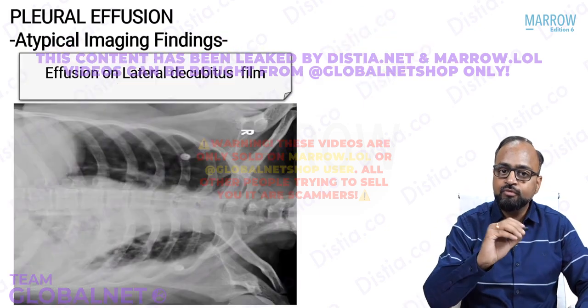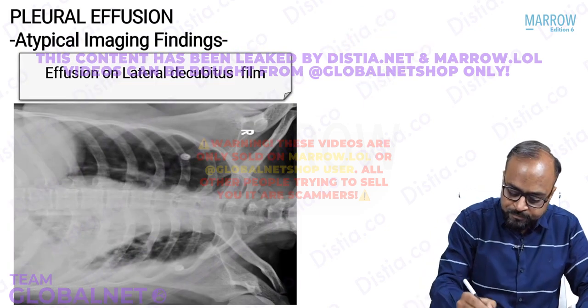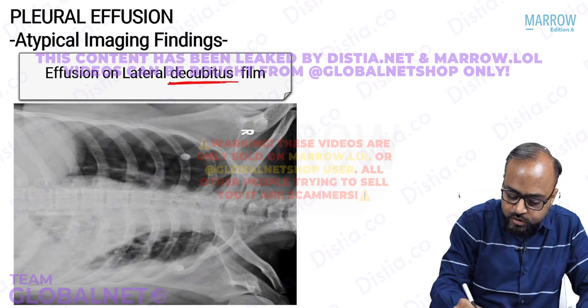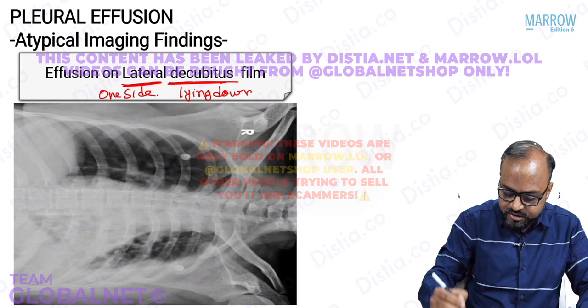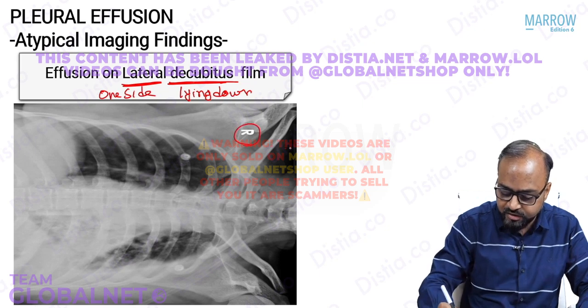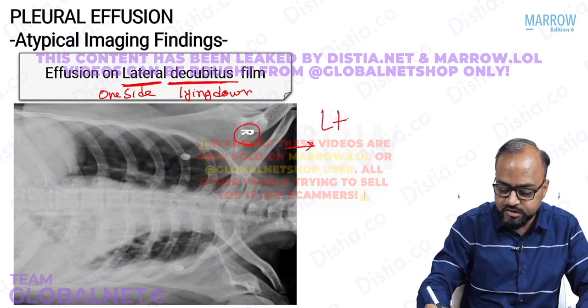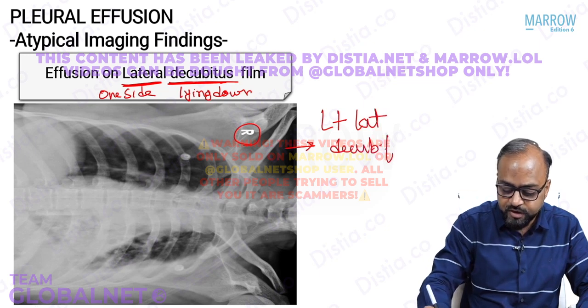Now, see what will happen if you turn the patient in a decubitus film. Decubitus position means what? Decubitus means lying down, right? And lateral means on one side. So what is this? This radiograph here, see, this is R here. So this radiograph here is a left lateral decubitus film.